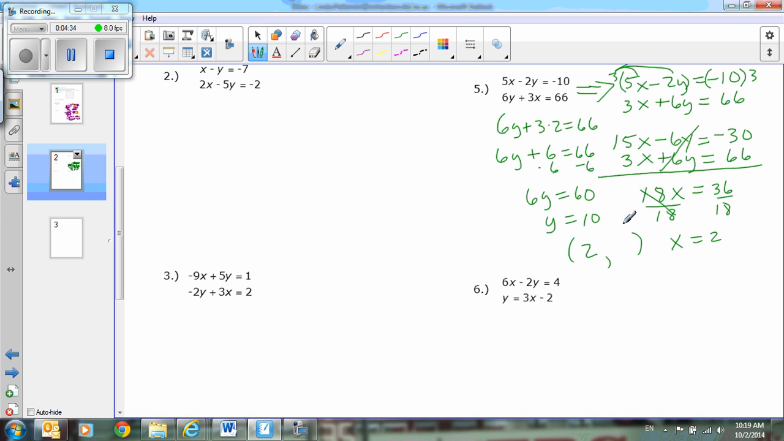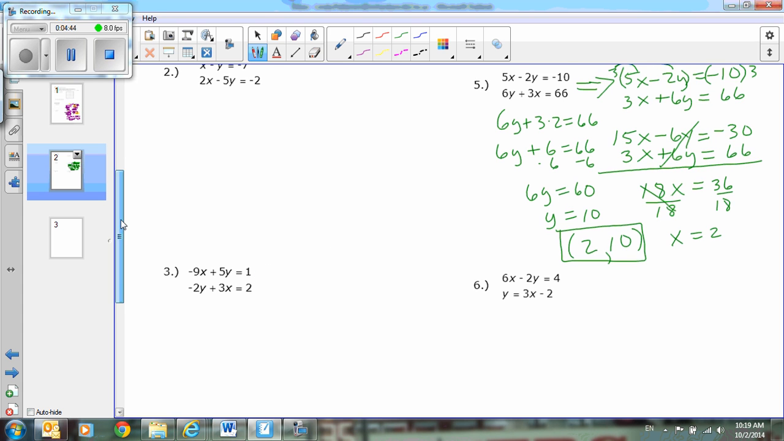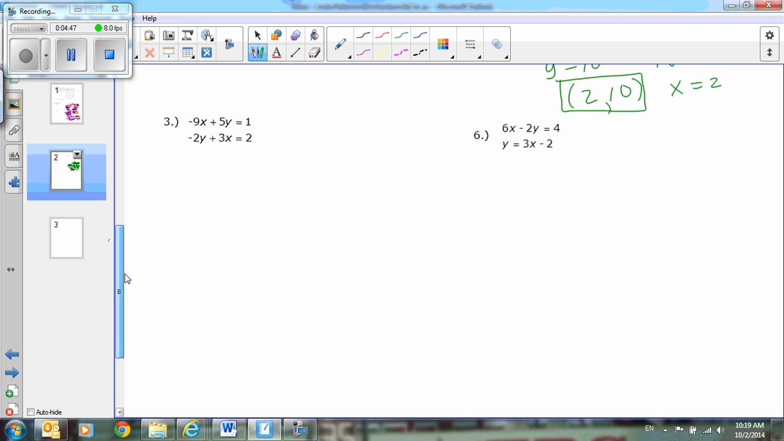Okay, y value is 10. Sorry about that. All right, so there's our solution to number 5. Now we're going to go ahead and work number 3 as well. Let me scroll down a little bit. Now let's take a look at this equation.